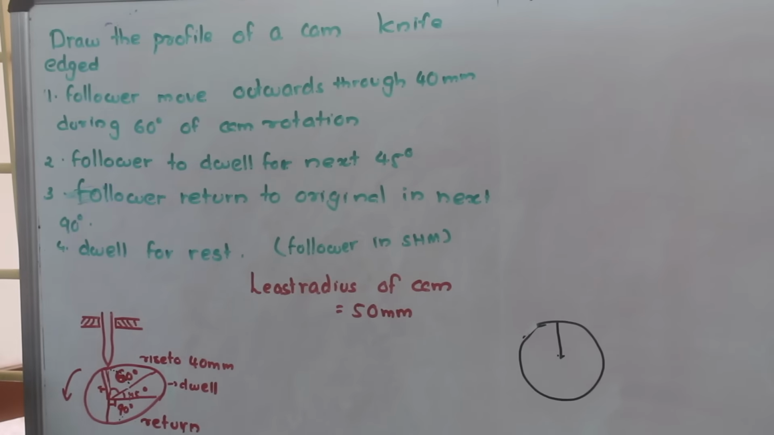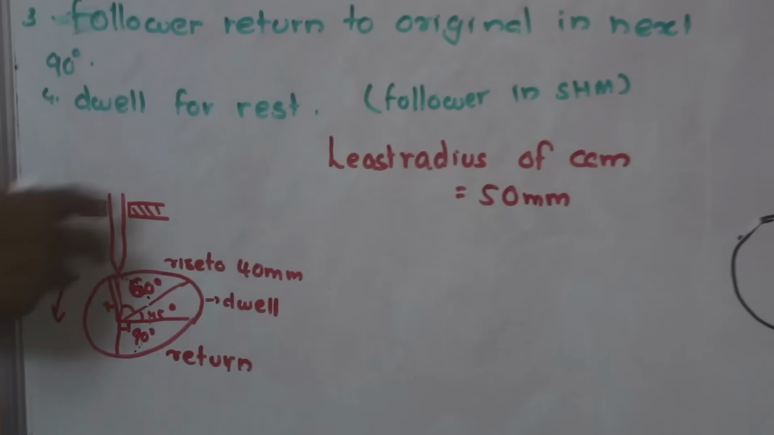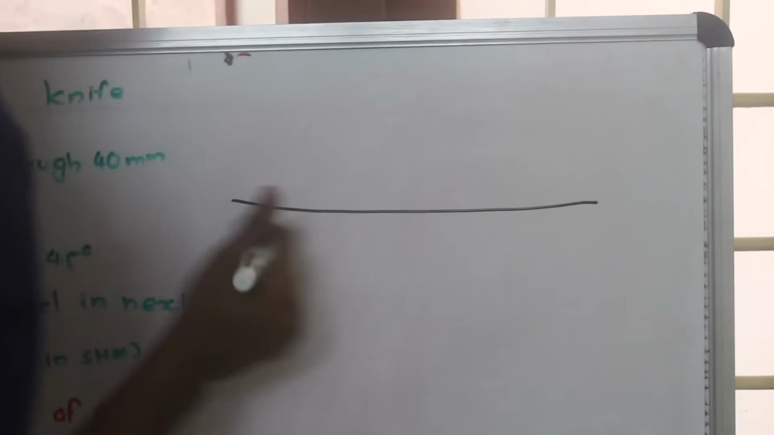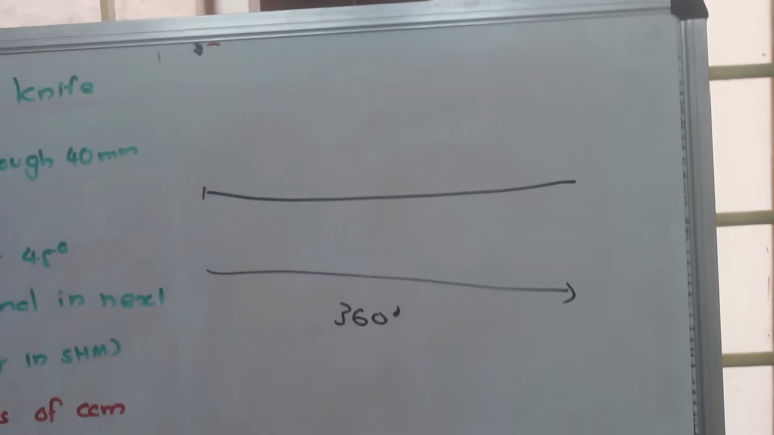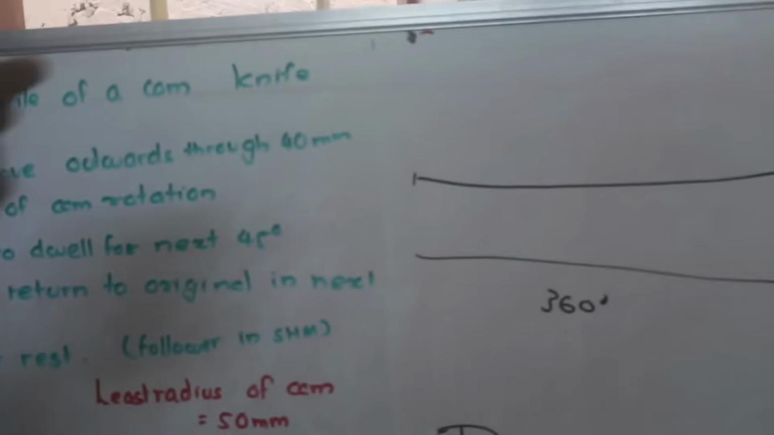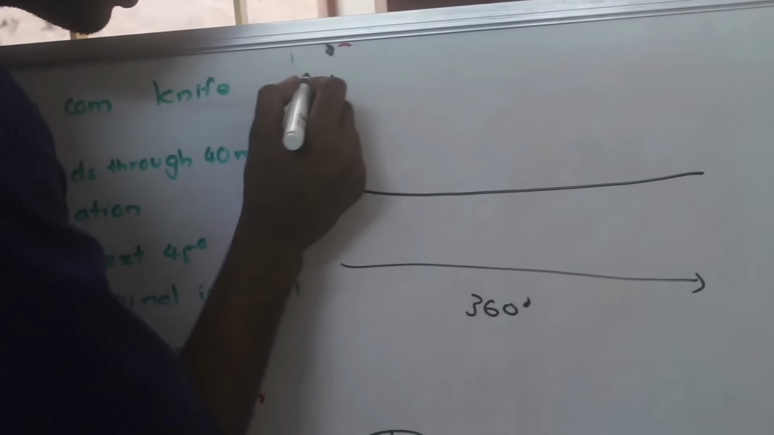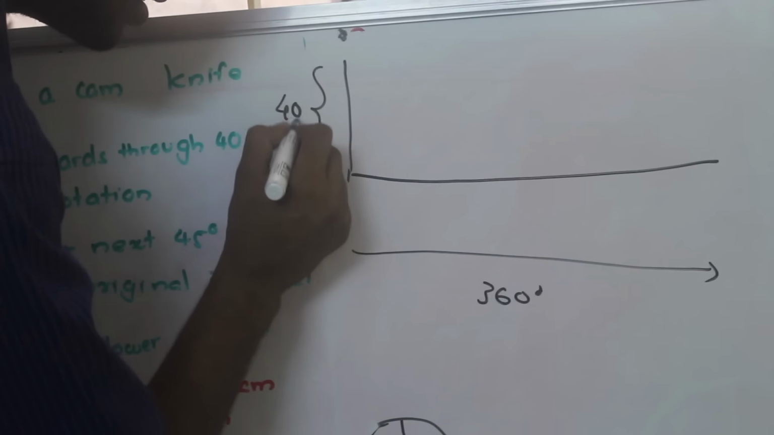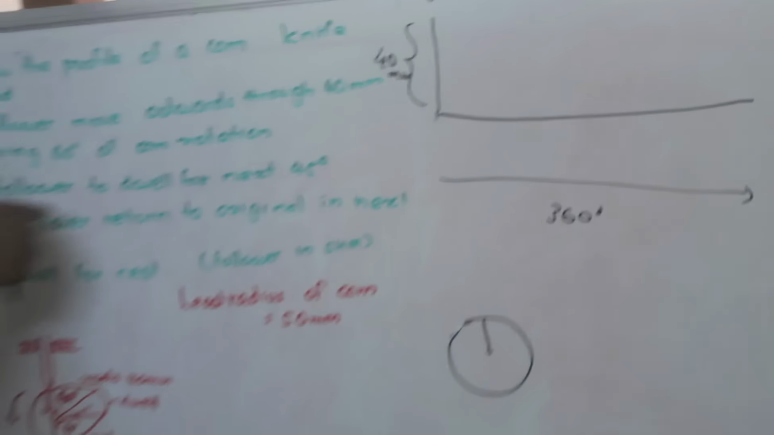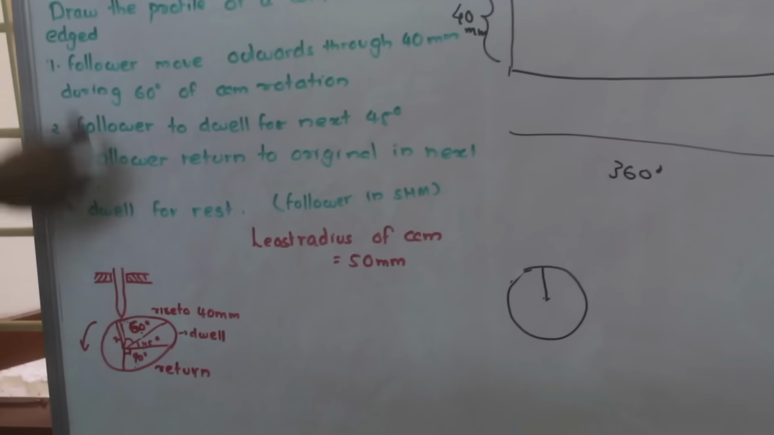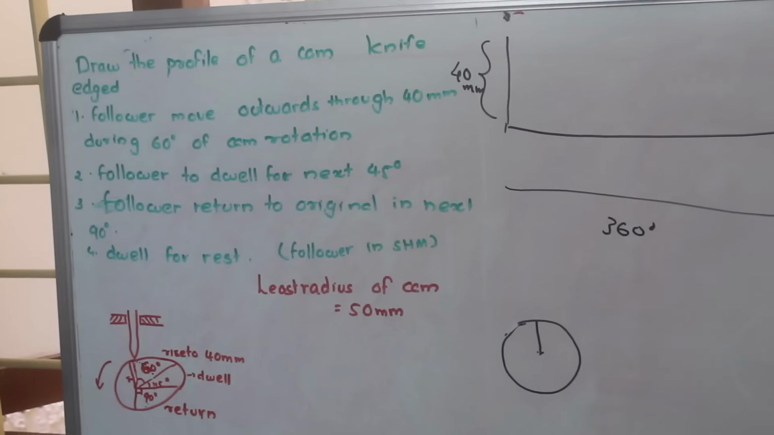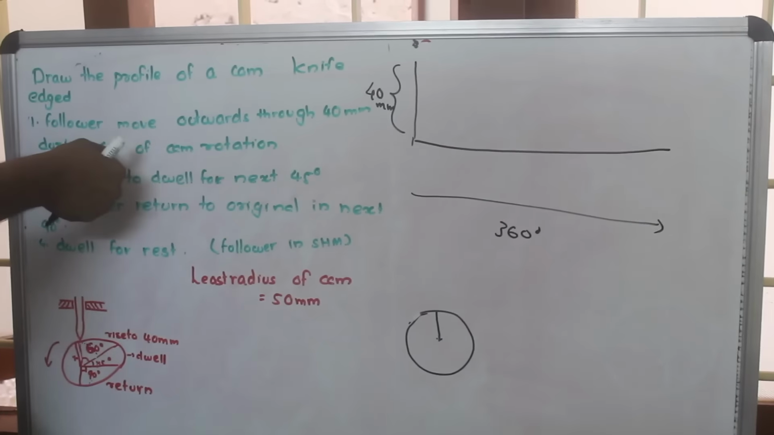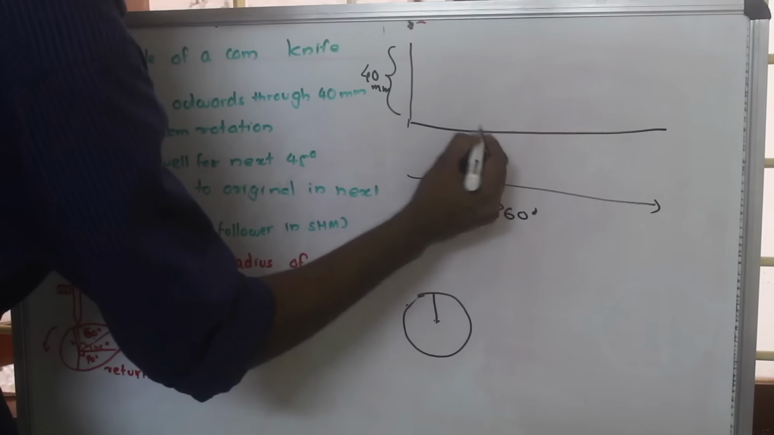For drawing the velocity diagram, we know this cam is rotating through a 360 degree angle. So what we will do is, we will draw a line and we can call this the total 360 degree. Now I am drawing a line of length 40 mm. This 40 mm is the length to which the follower rises, the maximum height obtained by the follower.